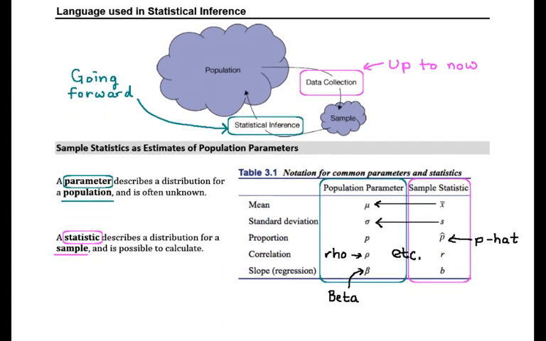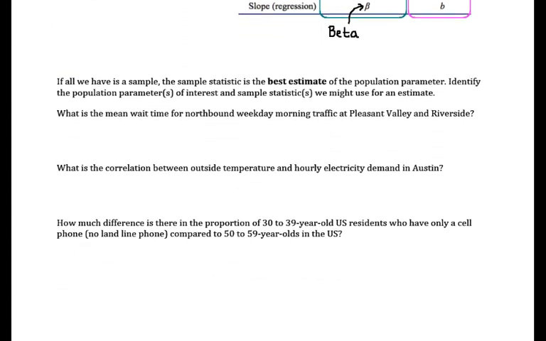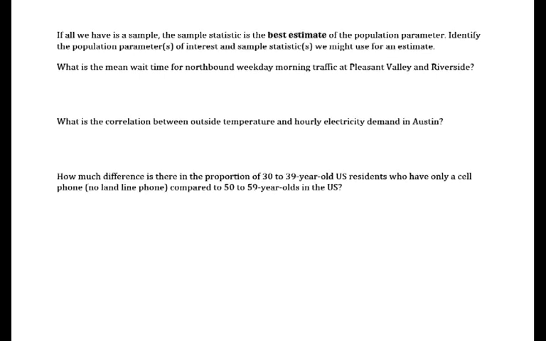So let's look at a few questions we might be interested in answering, identify the parameter that would really answer the question, and identify a sample statistic that we could use to help us answer the question. So if the question is, what is the mean wait time for northbound weekday morning traffic at Pleasant Valley and Riverside, at that intersection, then what we're interested in is a mean. So first we identify that mean wait time is a mean, and for this whole population of all northbound weekday morning traffic at this intersection, we're interested in mu.